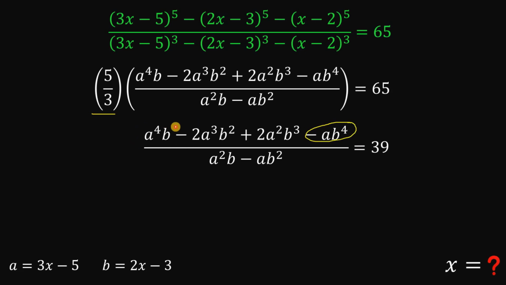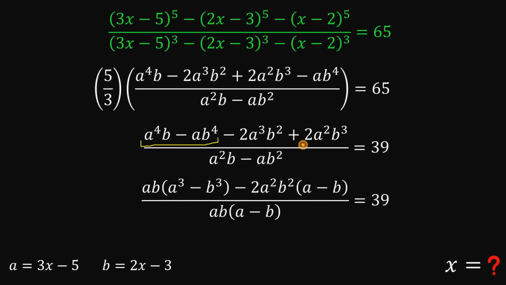And now, from here, we are going to rearrange some terms a little bit. Let's focus on these two terms, because using these two terms, we can factor out ab. And in these two terms, we can factor out negative 2a squared b squared. And on the denominator, we can factor out ab. So the result is ab multiplied by the quantity a cubed minus b cubed minus 2a squared b squared multiplied by a minus b, all over ab multiplied by a minus b. Now the numerator, we have a factor of ab times a minus b.